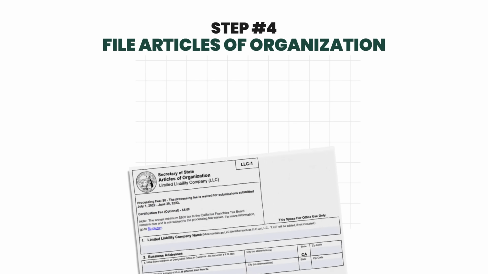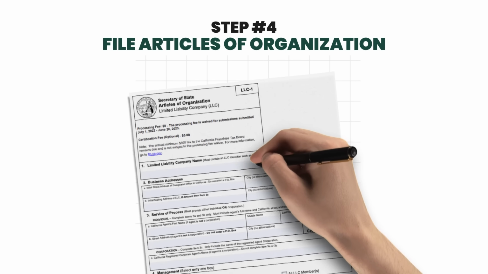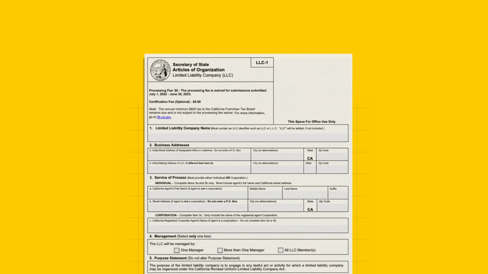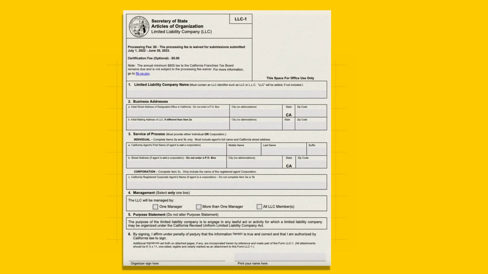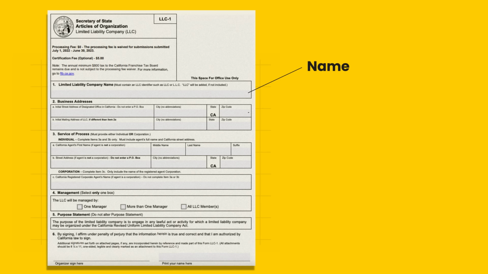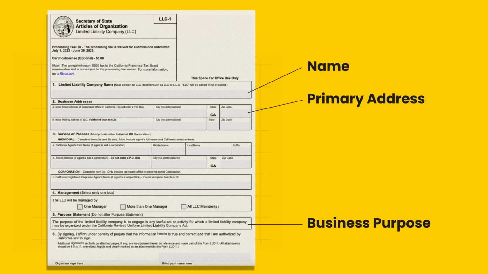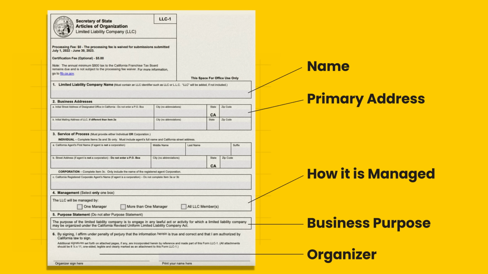Step number 4, file your articles of organization. Now, this is a legal document that officially registers your business as an LLC in your state. And most states provide a standard form for you to complete when registering your LLC. Now, typically, this form requires you to provide very basic information associated with your LLC, like the name, the address, the business purpose of the LLC, how it is managed, and the organizer of the LLC.